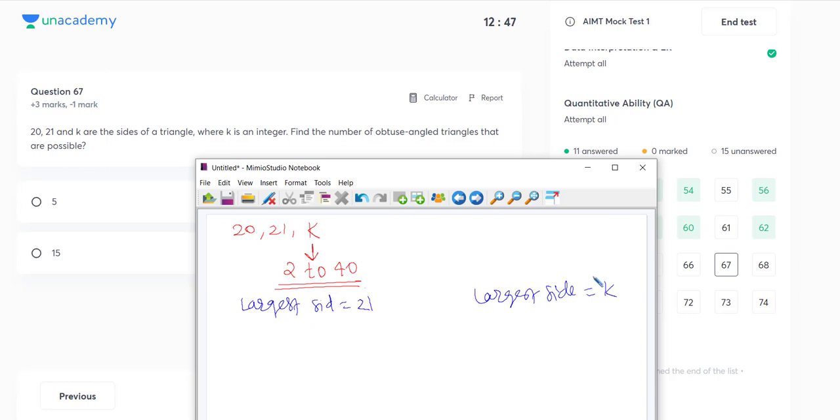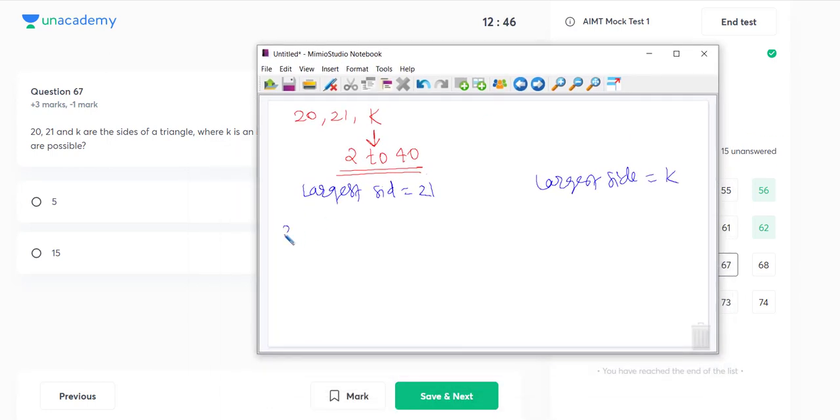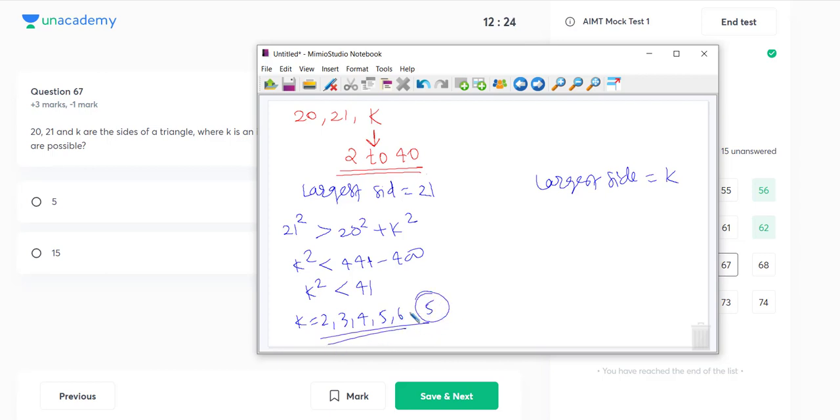So we want an obtuse triangle. Over here 21 square should be greater than 20 square plus K square. So K square should be less than 441 minus 400, so K square should be less than 41. So K can be 2, 3, 4, 5, 6. So over here 5 triangles are possible.